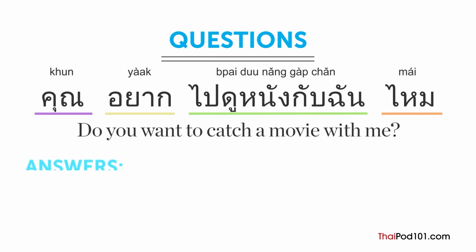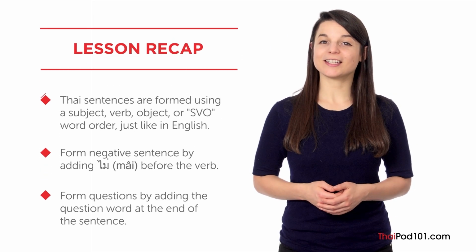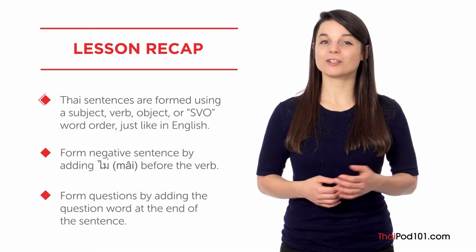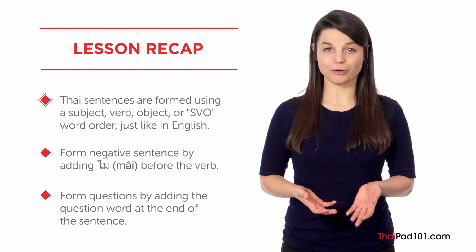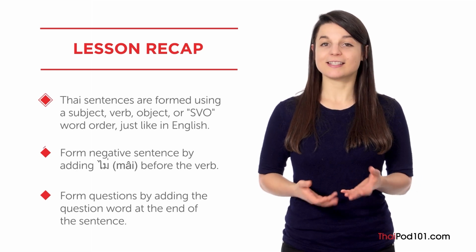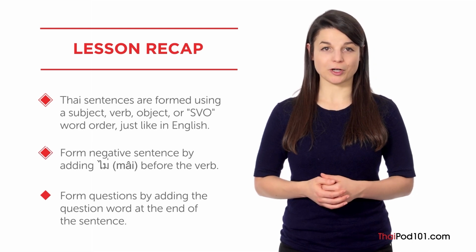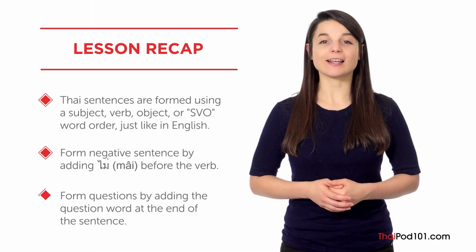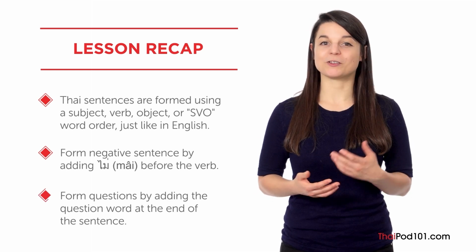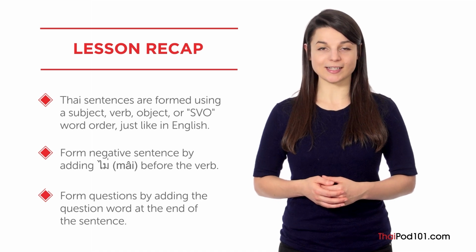Well done! Let's wrap up this lesson by recapping what we've learned. In this lesson, you learned that Thai sentences are formed using a subject, verb, object, or SVO word order, just like in English. Secondly, you learned how to form negative sentences by adding one word before the verb. Lastly, you learned that asking questions in Thai is easy, because you only have to add the question word at the end of the sentence.